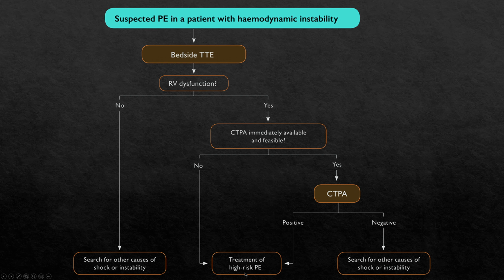You treat it as a high-risk PE. Immediately, this is high risk because it's a hemodynamically unstable patient. Now, this is important, as we said, about risk stratification. We don't stratify a patient with hemodynamic instability. Why is that? Because immediately he is high risk. We stratify patients who are intermediate. Again, if it's negative, now it's obviously not PE. You look for another cause.